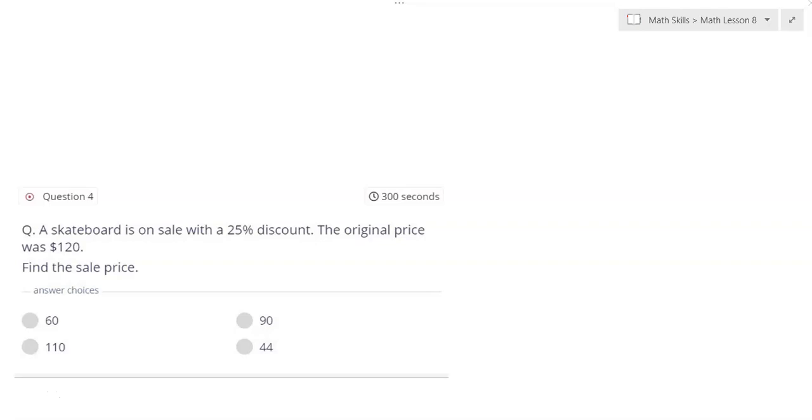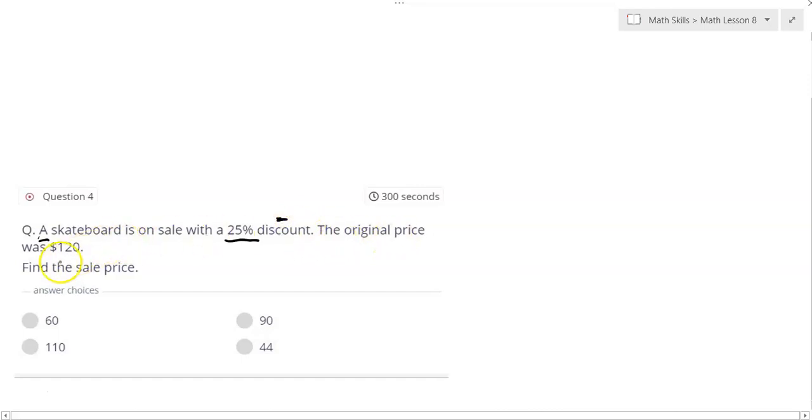Returning to Math Lesson 8, let's take a look at question number 4. A skateboard is on sale with a 25% discount. So when we see the word discount, that's going to be subtract, minus. There's going to be some kind of discount, decrease in the original price.